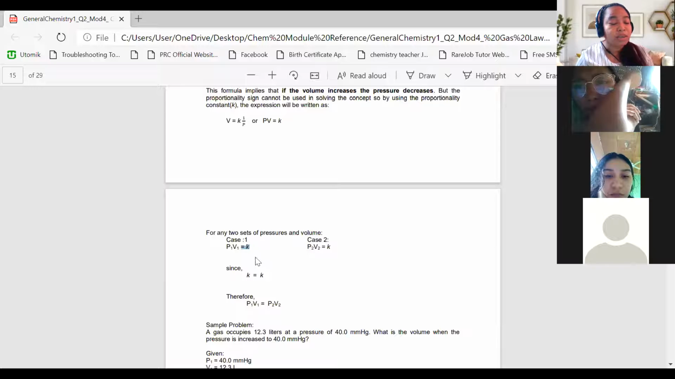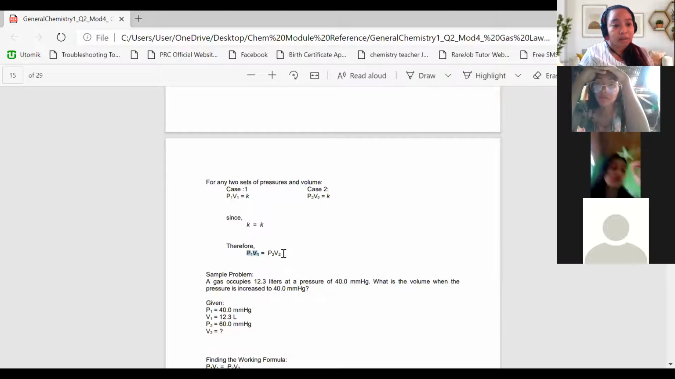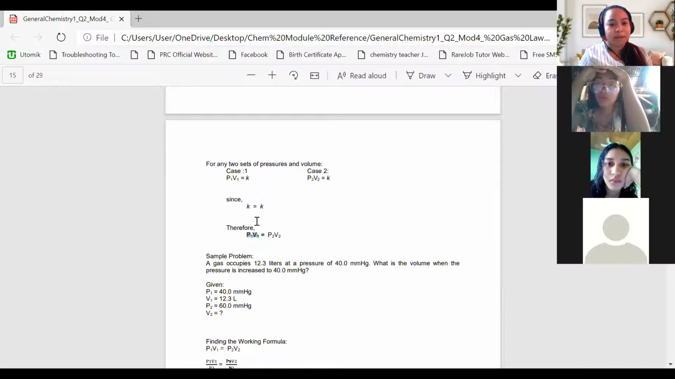When we say constant, mag-change ba na? Dili, ma'am. So, that means this constant and this constant are equal. The constant in case 2 and the constant in case 1 are just equal. Okay, constant good. So when we say constant is equal to constant, it also means that your relationship of pressure and volume in the first case is equal to the relationship of the volume for the second case. Kaya pareha naman sila.